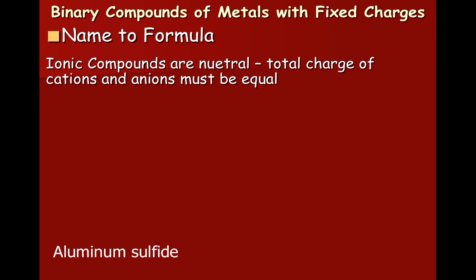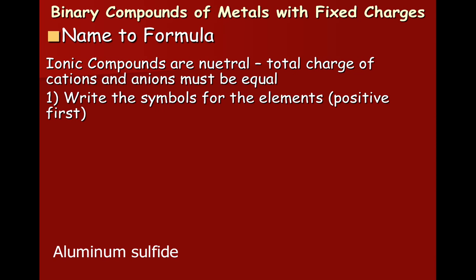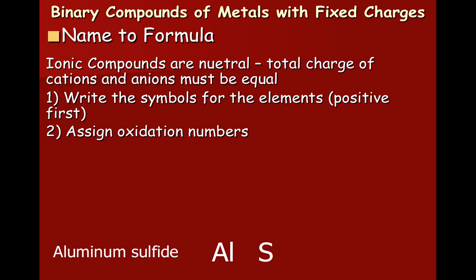We also need to be able to go from the name to the formula. So given the name, can you come up with a formula? The key to this is that ionic compounds are neutral. So the total charge of the cations and the total charge of the anions must be equal. We're going to go through a series of steps, and you'll see that by doing these steps, that's exactly what we do. We make sure that the compound is neutral. So you can see we're going to look at aluminum sulfide. The first thing you want to do is change the names to symbols. The symbol for aluminum is Al. Sulfide is the element sulfur with its ending changed, so that would be S. And then you want to assign oxidation numbers.